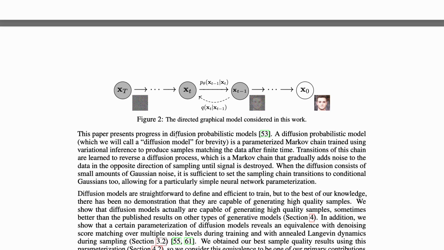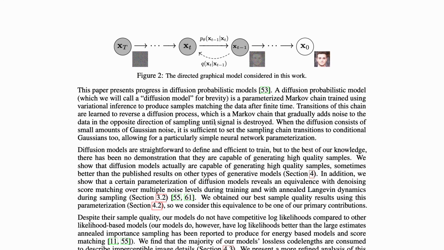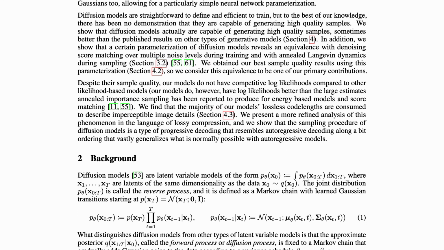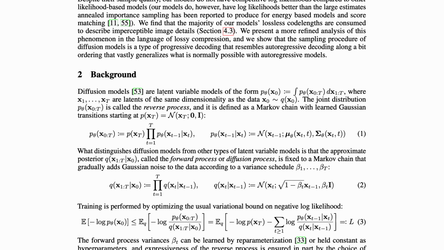Okay, so how does the diffusion model work? In this paper, what it does is that it takes an XT, which is a completely noisy image, and then gradually denoises it until we reach X0, which is the real looking image. Okay, so the background. We will be going over it step by step.